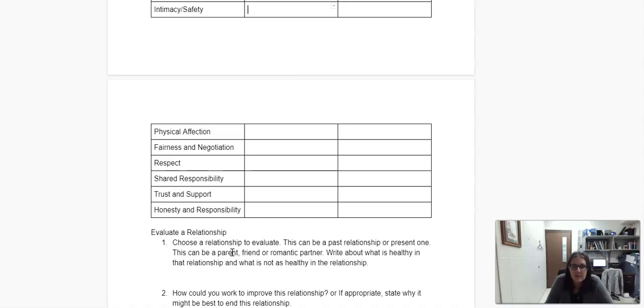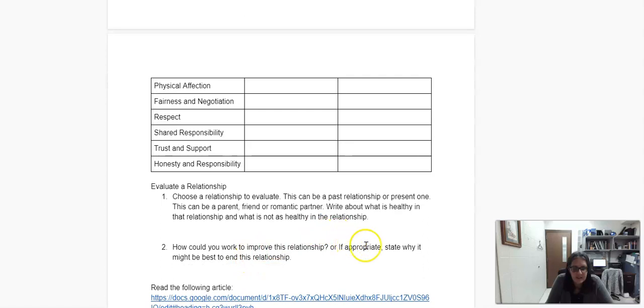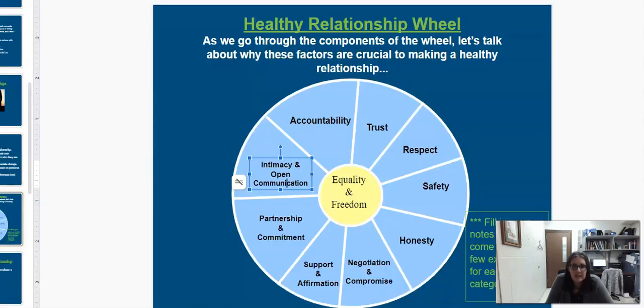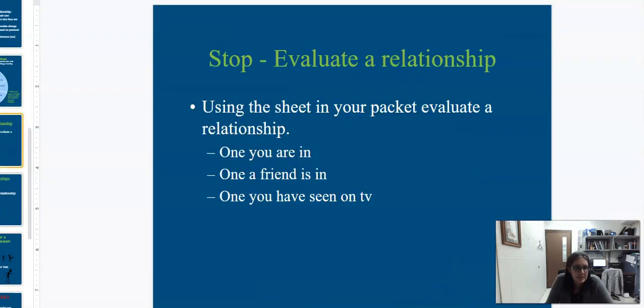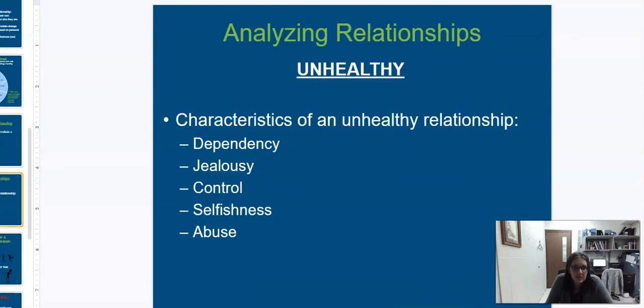And then number two is, how could you actually change that? What could you do to work to change it? Even if you're not the one doing the unhealthy stuff, is there anything you can do to maybe help that get better? Okay. And then, if appropriate, say why it might be best to end this relationship, if possible. I know if it's a parent or guardian, you don't really have that choice yet, but as you get to be adults, you do. Okay, so just reflecting on those pieces, and it's also looking at what you can do.